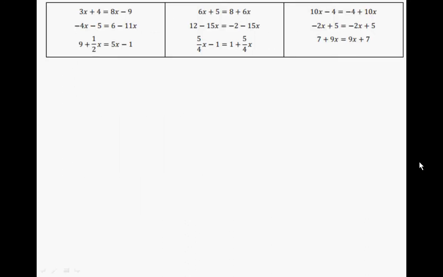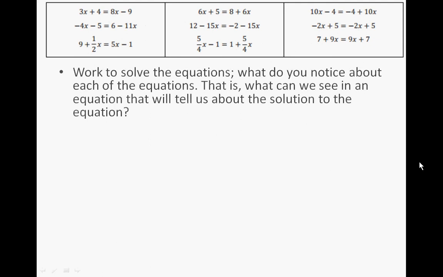All right. Work to solve these equations. What do you notice about each of them? That is, what can you see in an equation that will tell us about the solution of the equation? See if you can apply the general equations that we came up with and see if you can spot any similarities between those equations and what is grouped in column 1, column 2, and column 3.